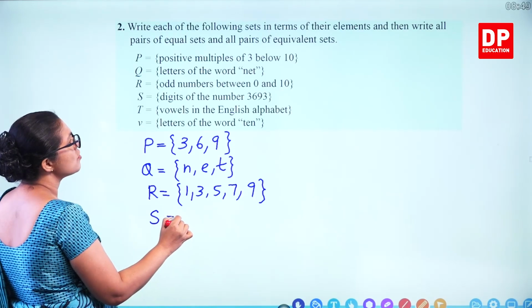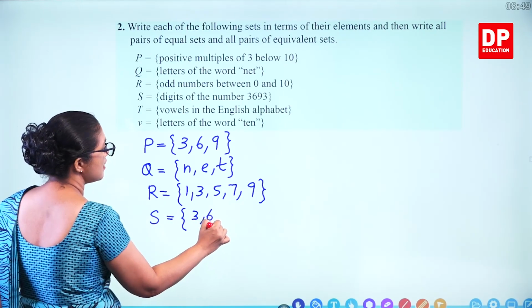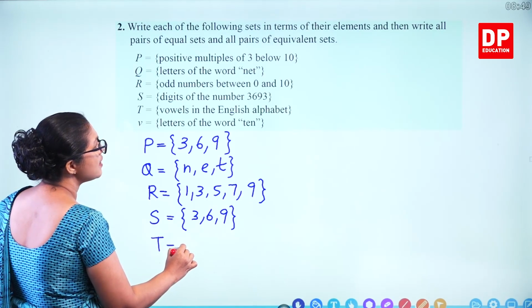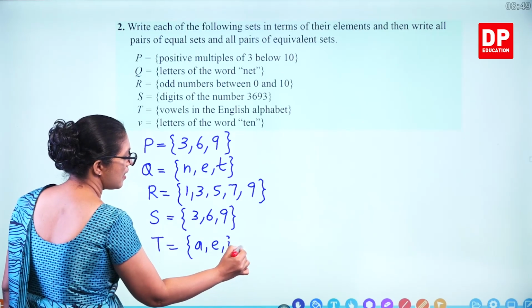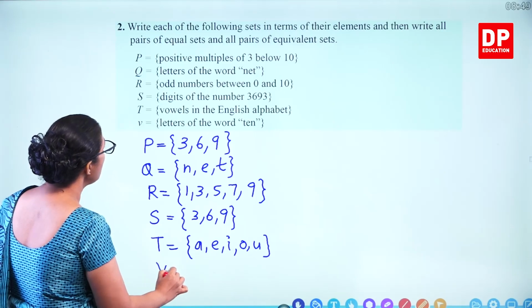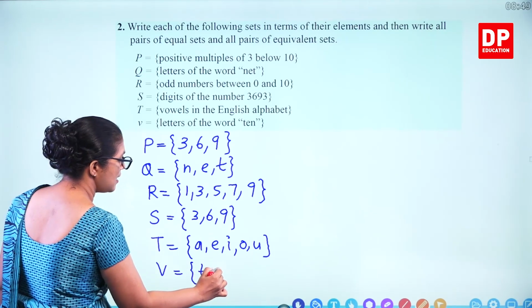S, digits of the number 369: 3, 6, 9. T, vowels in the English alphabet: A, E, I, O, U. And V, letters of the word TEN: T, E, N.